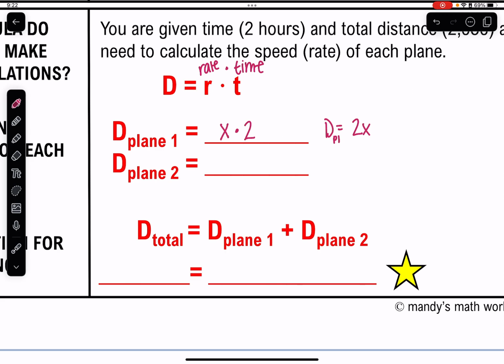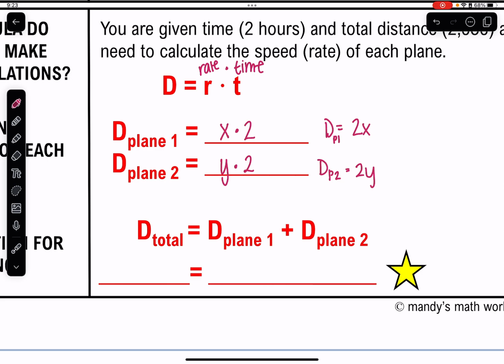The time is 2 hours later. So that would be how far that plane travels. Plane 1 will travel 2 times x, depending on however fast that plane is going. I can do the same thing for plane 2. Plane 2's rate we said was y, because I don't know what that is yet, times again the 2 hours, but that looks weird, so let's write that in the more correct way. We can say distance of plane 2 is going to be 2y.